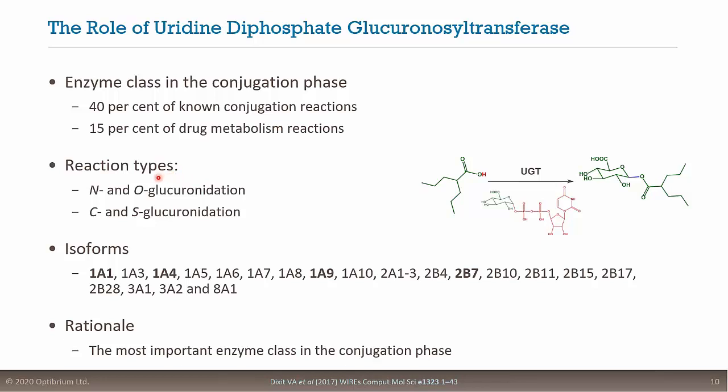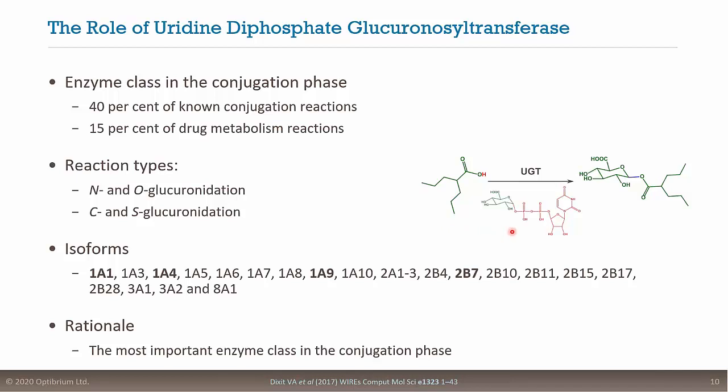There are fewer reaction types for UGTs. There's N and O glucuronidation, which are by far the most prevalent reaction types. And in humans, C and S glucuronidation have been reported as well, but they're not that common, and in our work we have only concentrated on N and O glucuronidation.